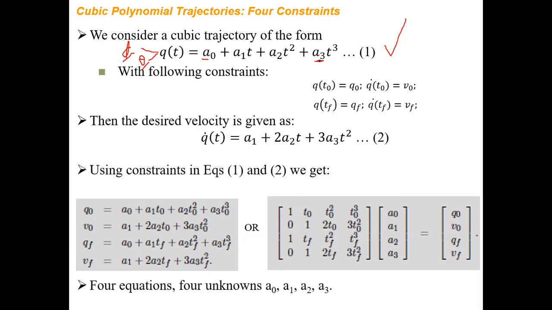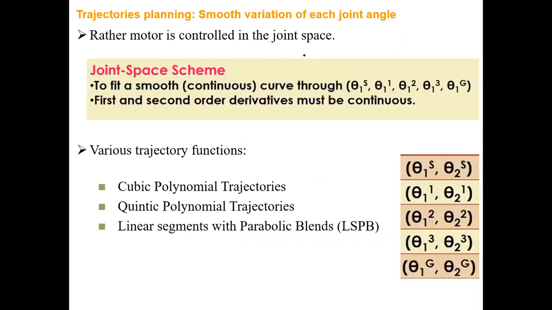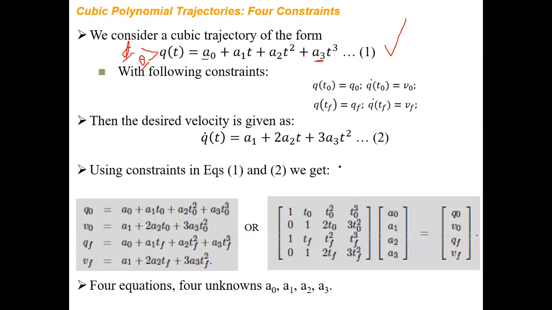Yeah, because generally we consider they are the most common trajectories here, okay? Cubic, quintic, and linear segment with parabolic blends, LSPB. They are the commonly used trajectory methods in robotics. Okay, so the simplest one is cubic. So I use cubic here because in the cubic I have 4 parameters, and to determine 4 parameters I need 4 constraints.